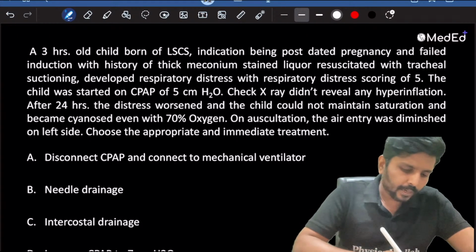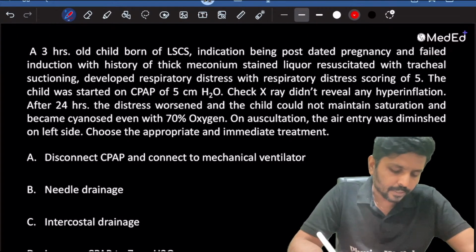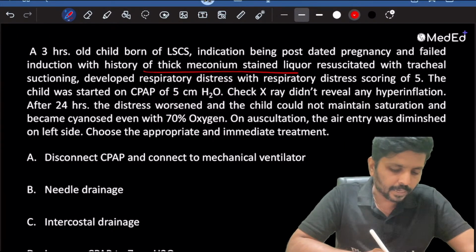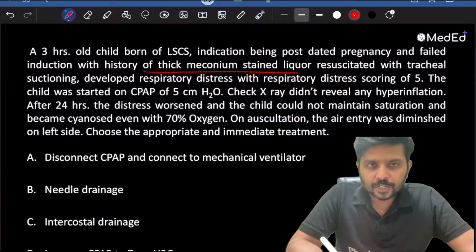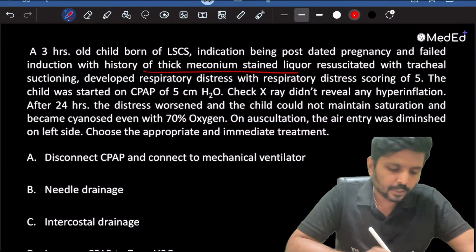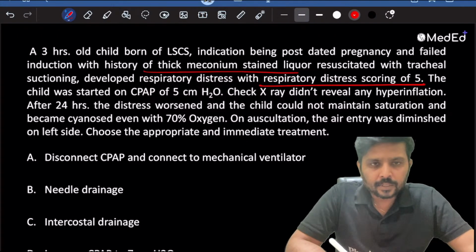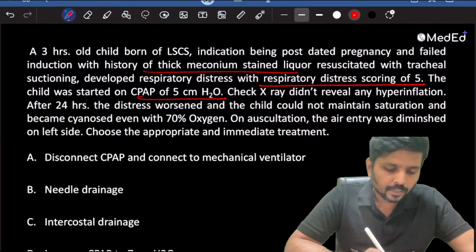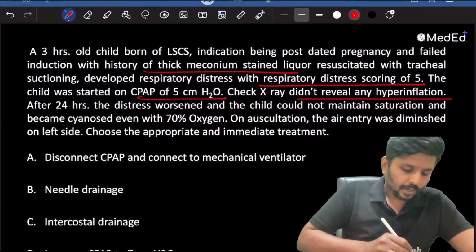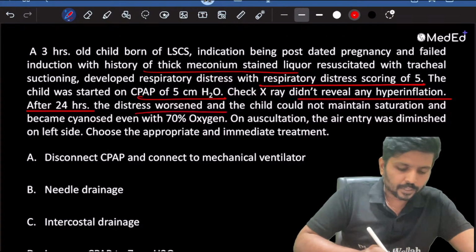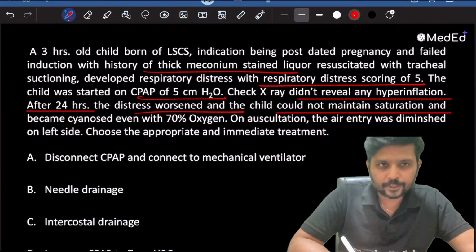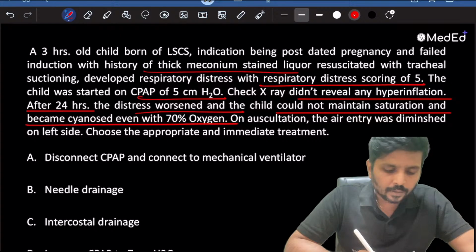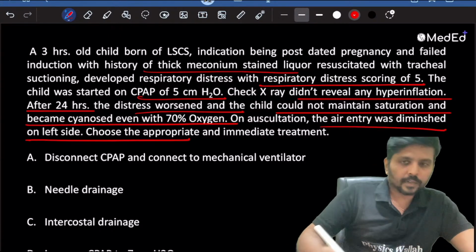A 3-year-old child born of LSCS, indication post-dated pregnancy and failed induction with meconium stained liquor. With tracheal suctioning, developed respiratory distress with a Downey score of 5. The child was started on CPAP, continuous positive airway pressure. The child did not reveal any hyperinflation. After 24 hours, the distress worsened and the child could not maintain saturation and became cyanosed even with 70% oxygen. On auscultation, the air entry was diminished on the left side.